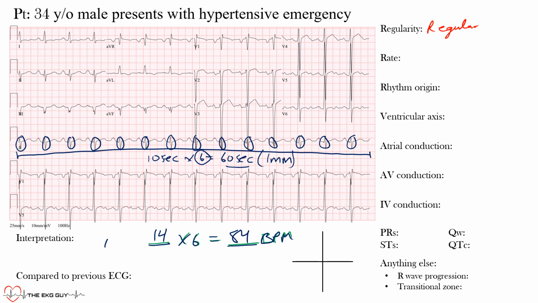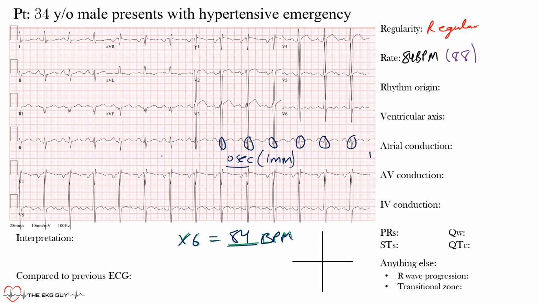So hopefully we got 84 or a close estimate of what the rate is, and that's the ventricular rate. We got around 84 beats per minute, if I did my math correctly. Now the actual rate that the machine gave us was 88, so not too far off. So that is the ventricular rate.